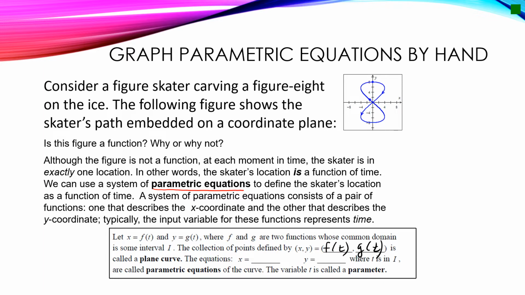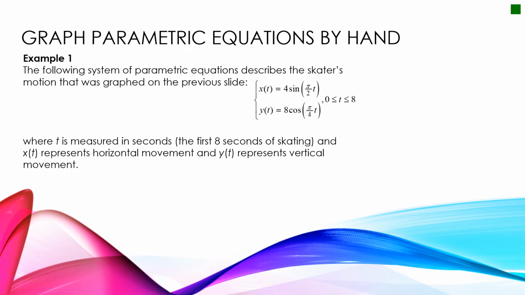And that's called a plane curve. The equations x equals f of t and y equals g of t, where t is in I, are called parametric equations of the curve, and the variable t is called the parameter. So let's take a look at an example.